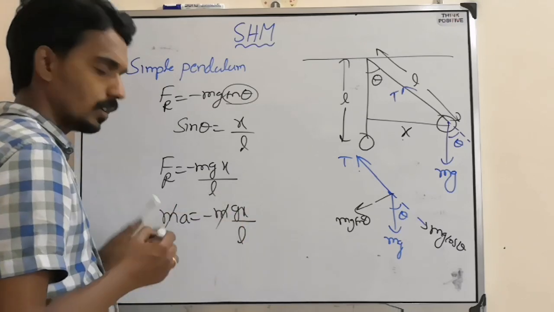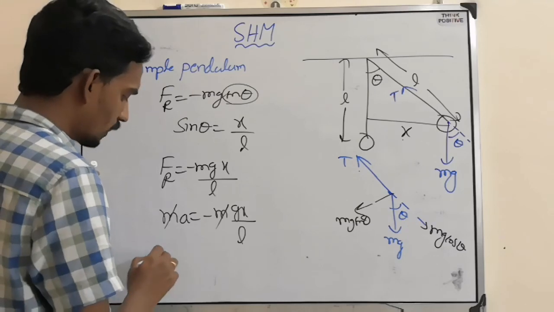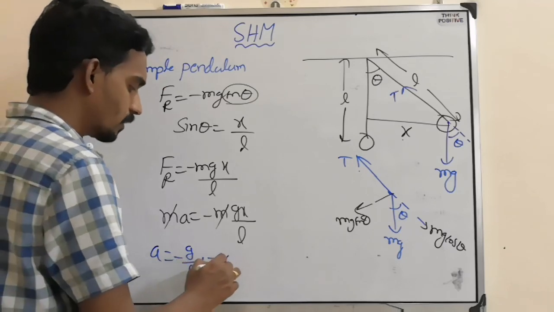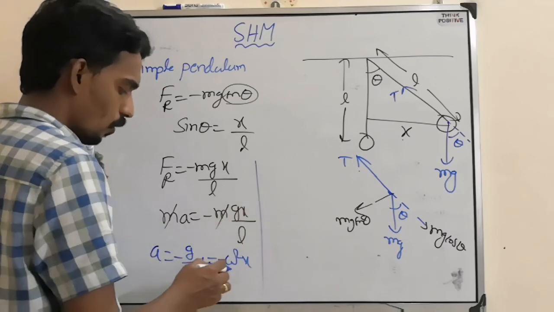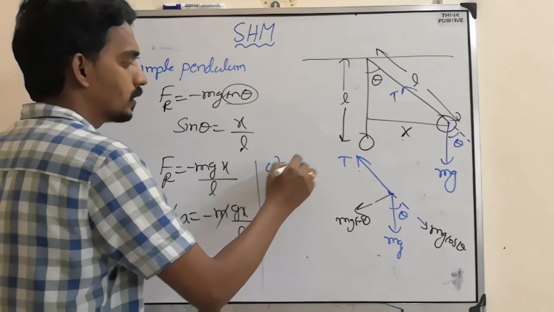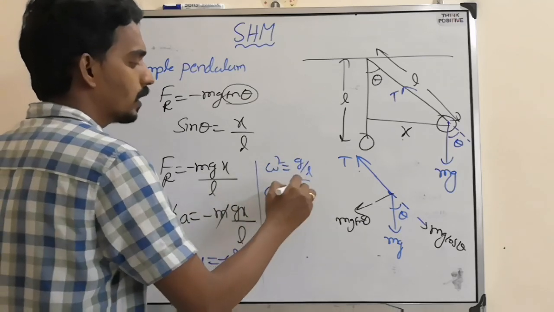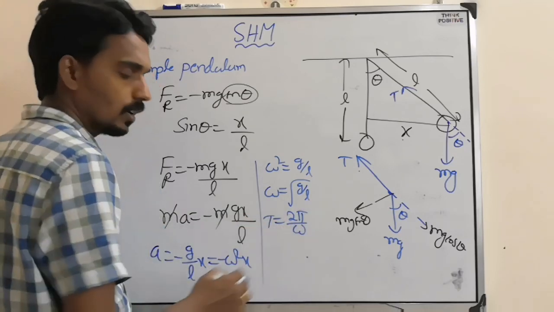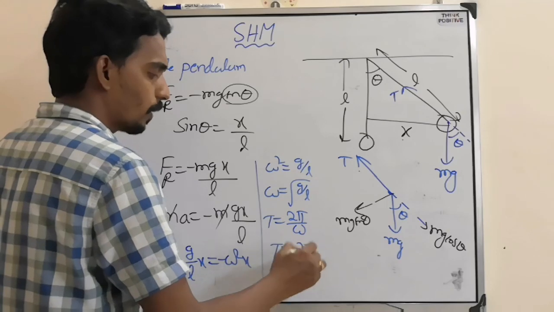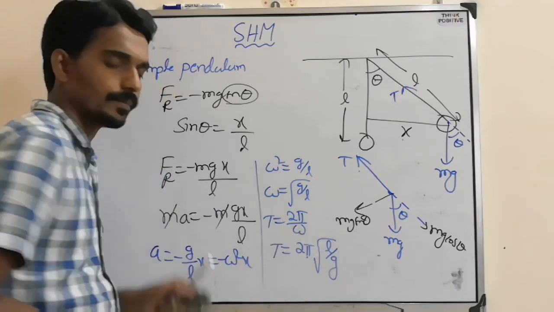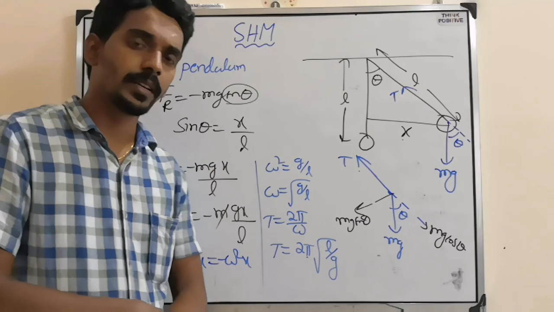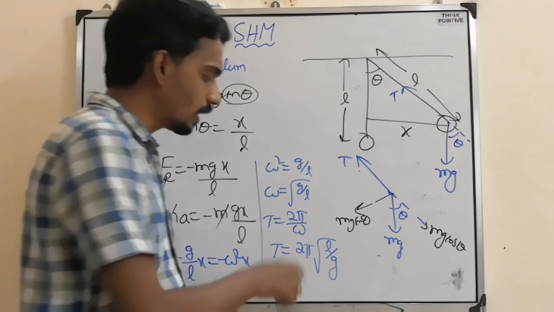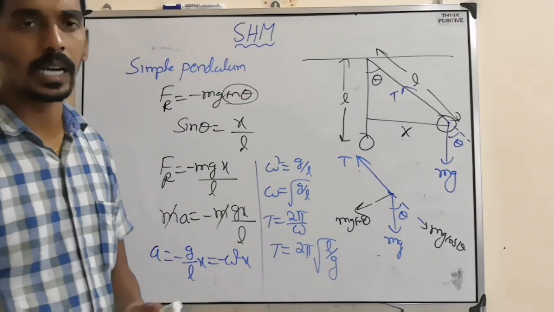So cancel m. Then the a value we got is minus g by L x. So if you compare with the general equation, then omega square is what? g by L. Then omega will become under root g by L. Then time period will become 2 pi by omega. So that T equals 2 pi root L by g. So this is the time period. So the time period of a simple pendulum depends on length and acceleration due to gravity.